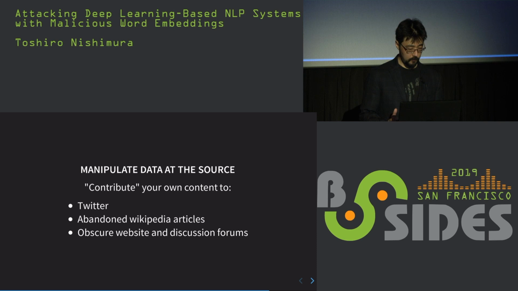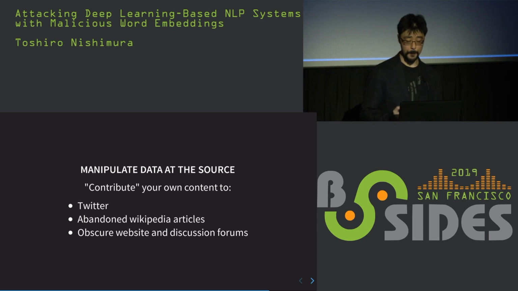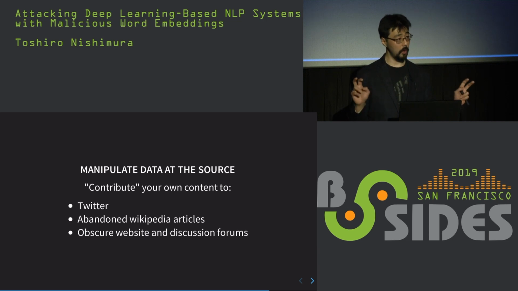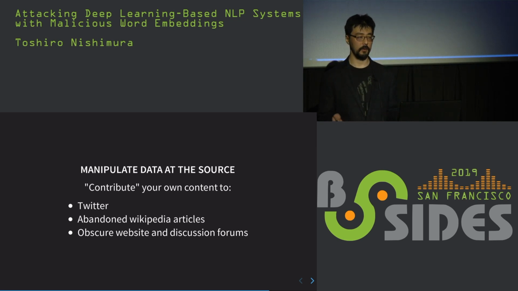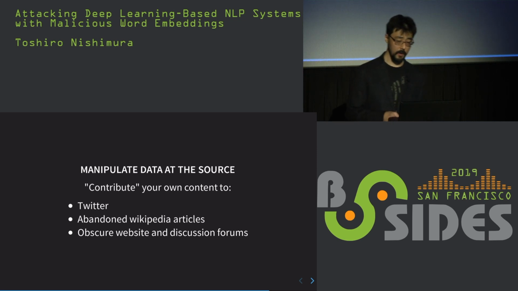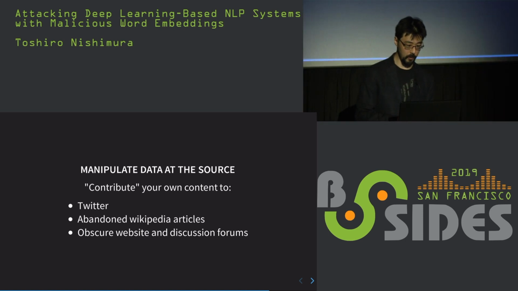So the first one is to manipulate data at the source. I already mentioned this, but you can contribute your own content to Twitter or abandoned Wikipedia articles or obscure websites or discussions. And unless data collectors and web crawlers start actively looking for the type of abuse we've been talking about, a sentence in an abandoned Wikipedia article is bound to be given just as much weight as a sentence in a popular Wikipedia article, Barack Obama or something. And therefore, it's a lot easier to get away with.